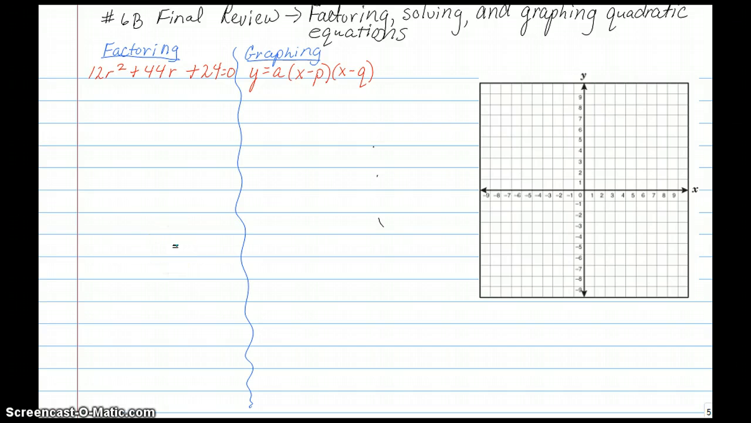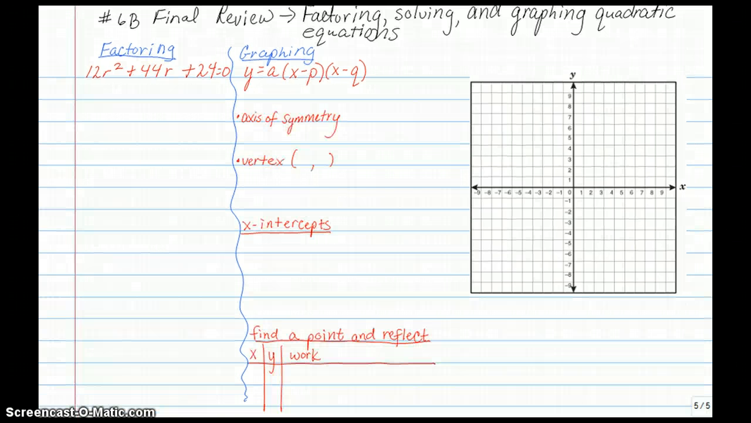You're going to set up the graphing. Let me show you the steps on that. So there are your steps, and you can just leave this on and look at it. Just pause the video. You need to have the axis of symmetry, the vertex, the x-intercepts, then you need to find one point and reflect it, and then you'll end up with 5 points on your graph.